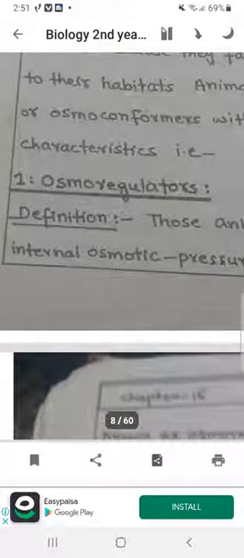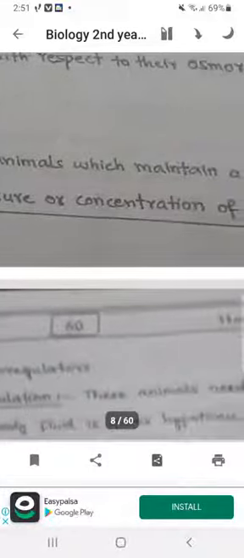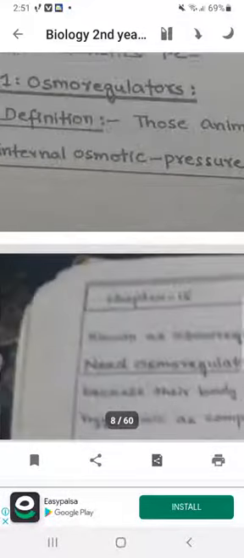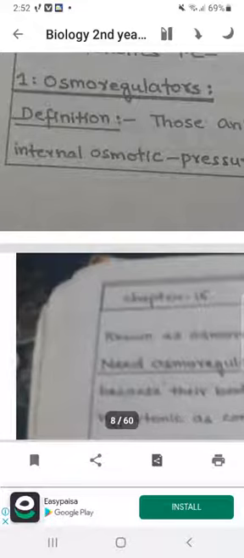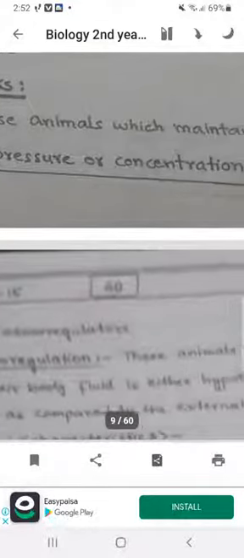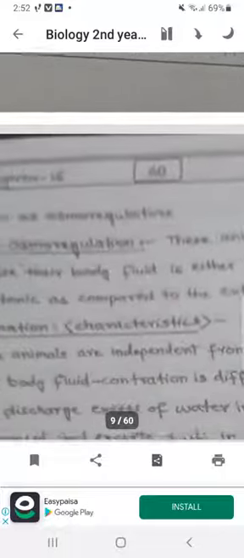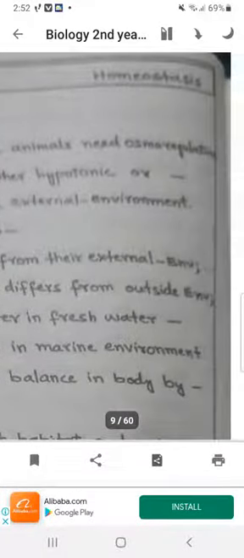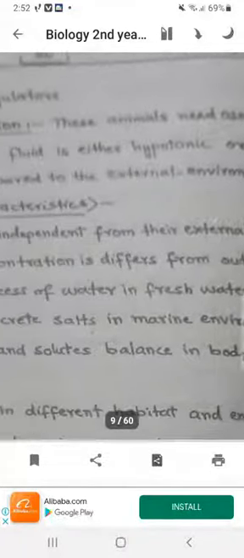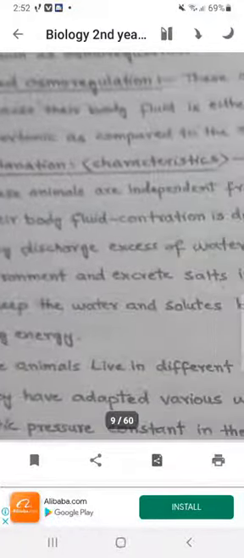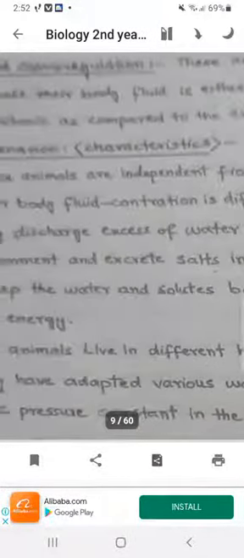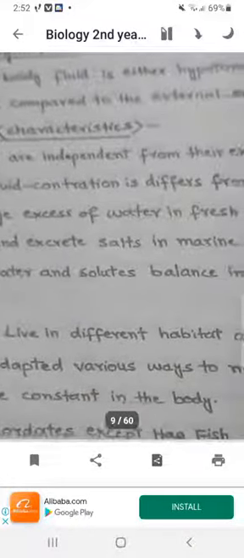That is, number 1, osmoregulator definition: those animals which maintain a constant internal osmotic pressure or concentration of fluid are known as osmoregulators. Need for osmoregulation. These animals need osmoregulation because their body fluid is either hypotonic or hypertonic as compared to the external environment.